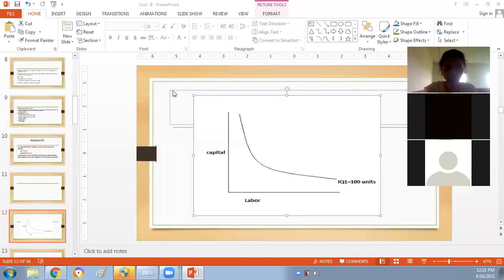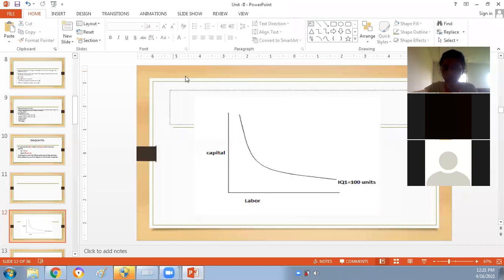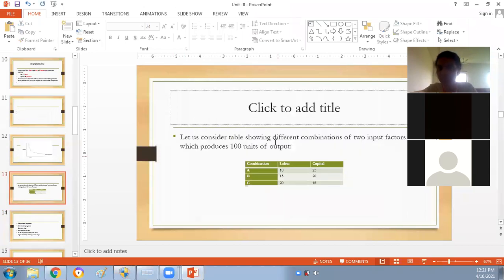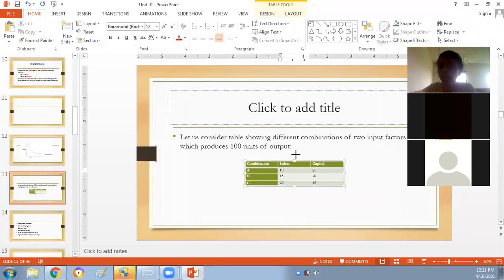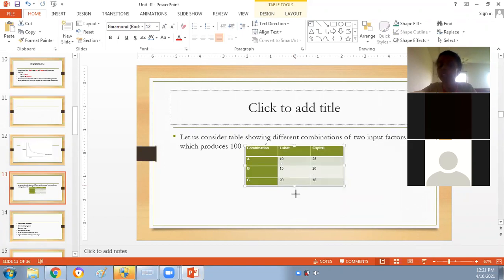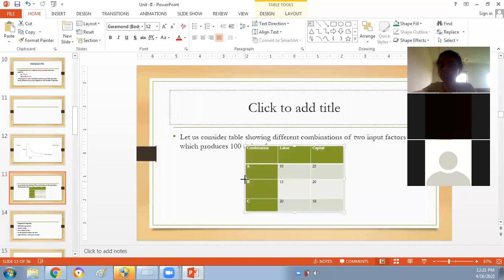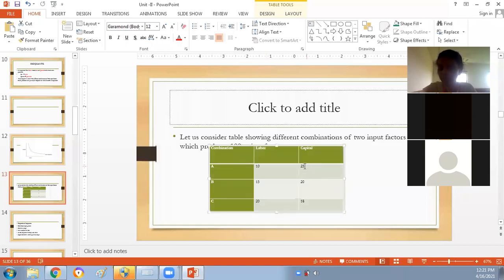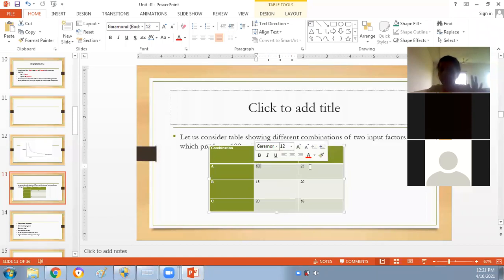Guys, I have a tabular representation also here. I'll show that. See here. The first person, A, has very high capital. A is financially very strong. Because of that, A has invested 25 units of capital and has employed only 10 units of labor. Only 10 members he has appointed as labor. What is the output that he is producing? 100 units. Whereas another person, B, what happened?